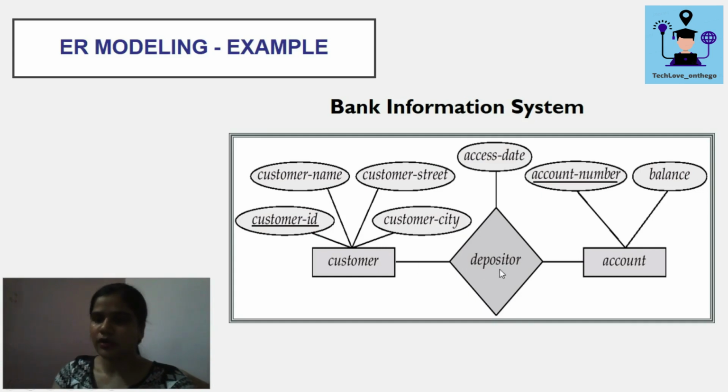Customers are depositors in some account, and this depositor relationship will have some access date for that account. So every customer can be the depositor of some account, and this will have some access date, and every account will have some attribute like account number. Account number is a key attribute for the account entity, so we can uniquely identify different accounts with the help of this account number, and the key attributes are represented with the help of an underline, and this account will also have some balance in that particular account. So this represents a simple ER diagram for a bank information system.